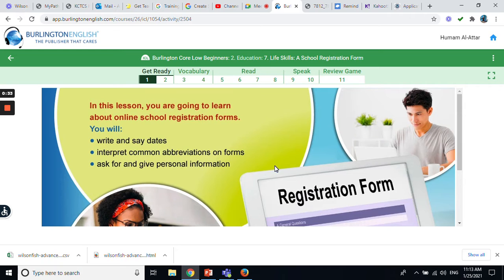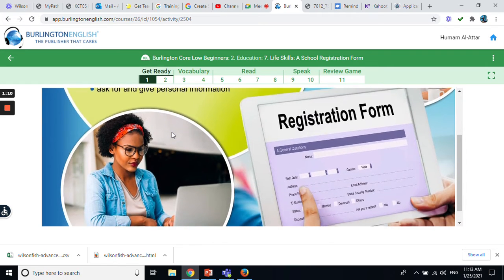So, this is a different one. We will write and say dates, interpret common abbreviations on forms. Abbreviations means making the big words or the long words into short words. And ask for and give personal information. Okay? So let's go ahead and start.